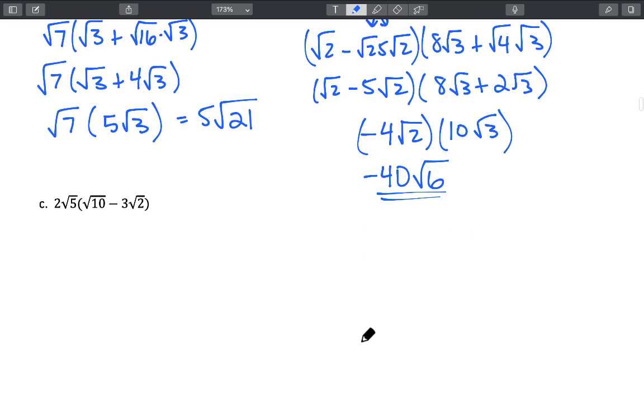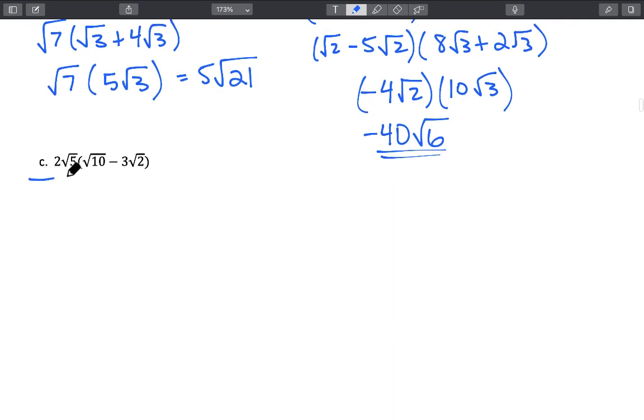All right, try letter C here on your own and see if you can do a little simplification and then distributive property, and we'll discuss your answer in class tomorrow.